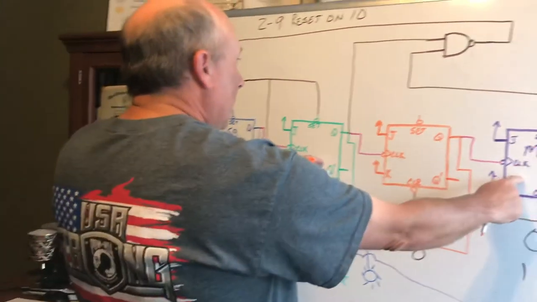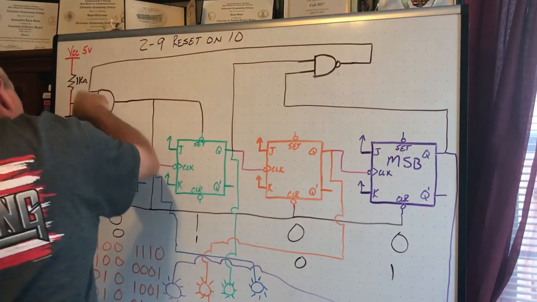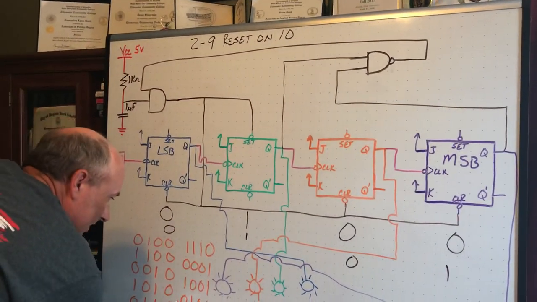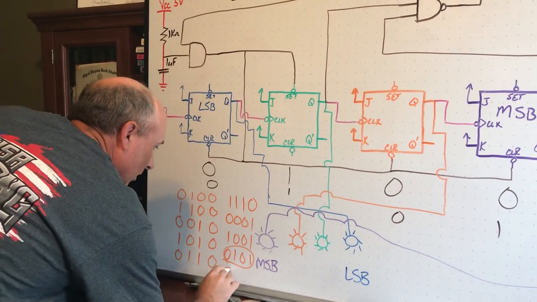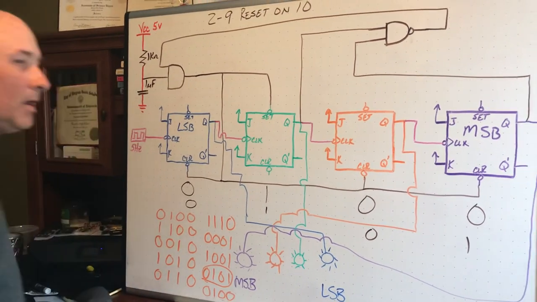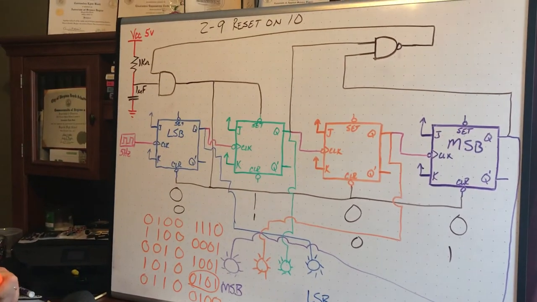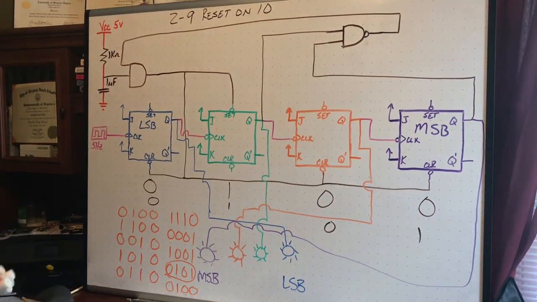So I got 1 and 1 here. Bam. Gave me a 0 out. It came back. So I'm never going to see this, because as soon as that comes in, it's going to go back and clear that one, set this one, clear that one, and clear that one, and I'm back to 2. So that's how you're going to wire up your asynchronous counter.